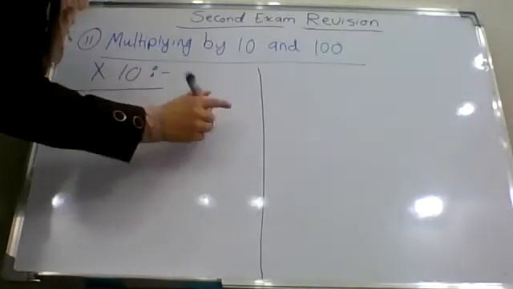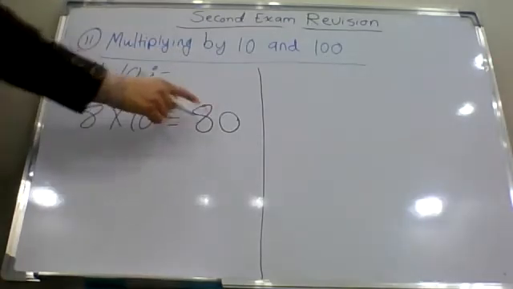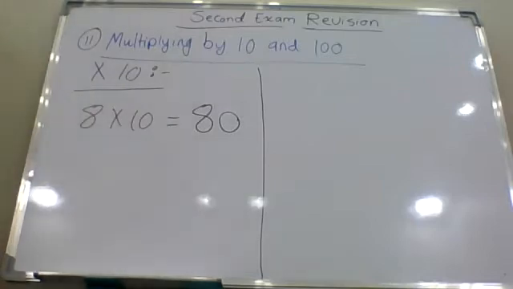number and add the 0, because 8 times 10 equals 80, or 8 times 1 equals 8, and we move the 0 to the answer. This is the first step.